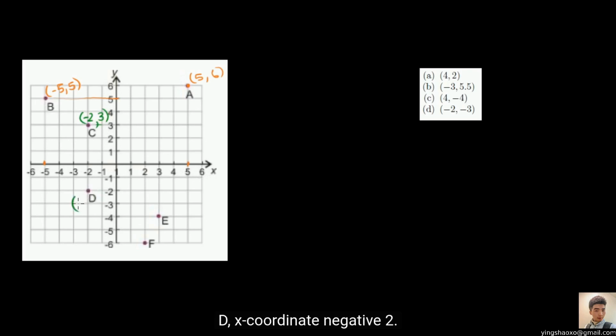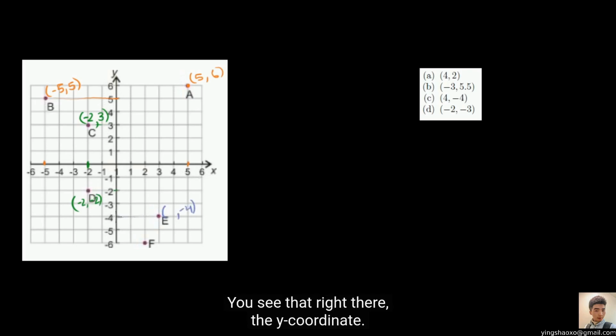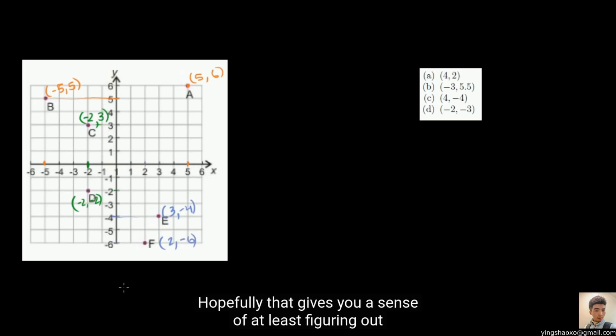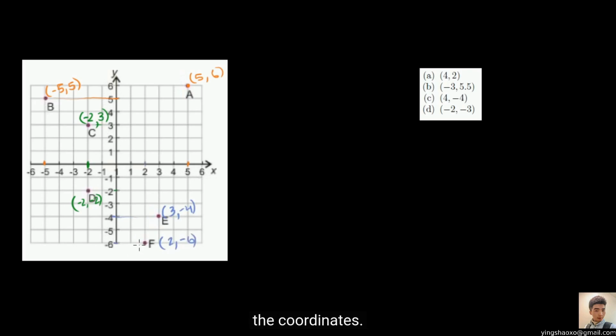D. X-coordinate, negative 2. You see that right there. Y-coordinate, negative 2 as well. Let's get another color. E. Let's do the y-coordinate. Well, we'll figure it out first, but you always have to write it second. Negative 4. You see that right there, the y coordinate. The x coordinate is 3. And then finally, F. The x coordinate is 2. The y coordinate is negative 6. Hopefully that gives you a sense of at least figuring out the coordinates.